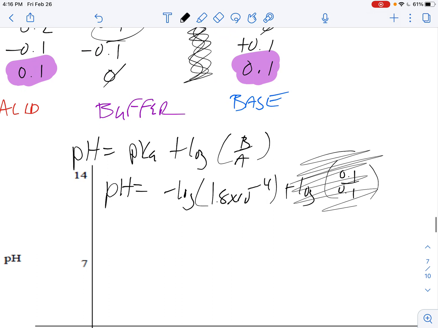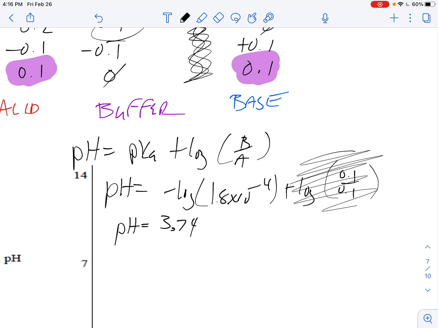Oh my gosh, look there. The pH is simply equal to the pKa, or in other words, it's the negative log of the Ka, 1.8 times 10 to the negative fourth. And so my pH is simply going to be 3.74 that's there.